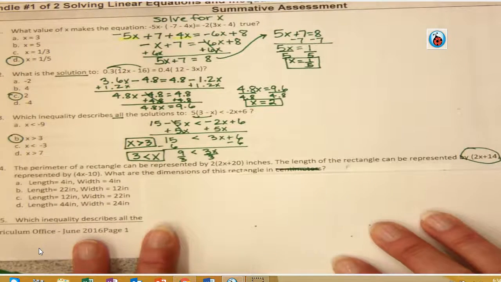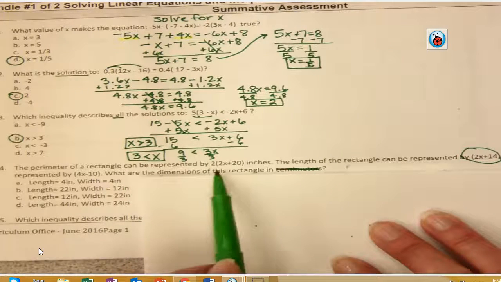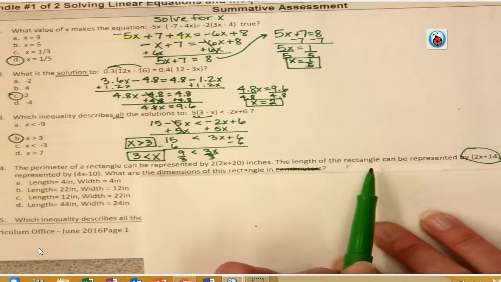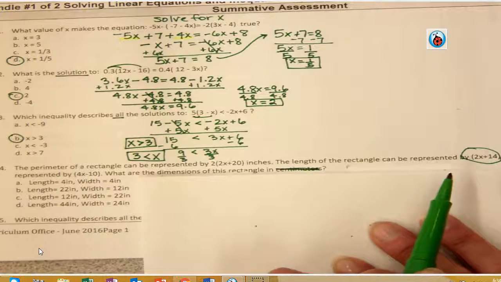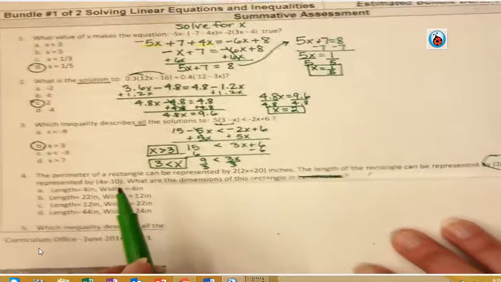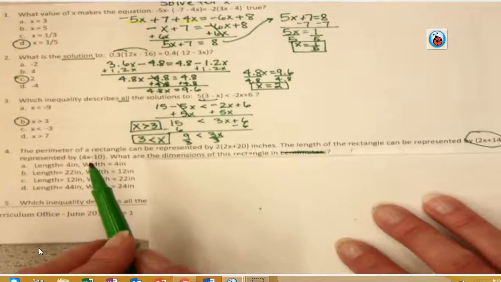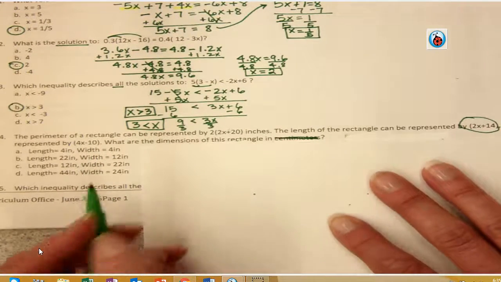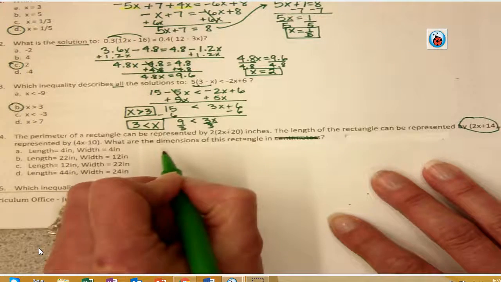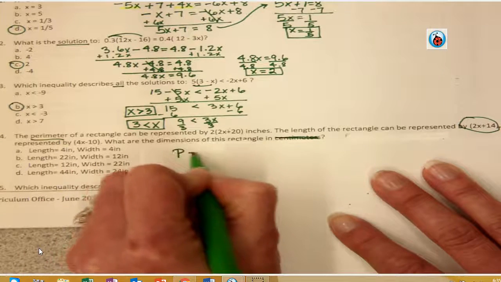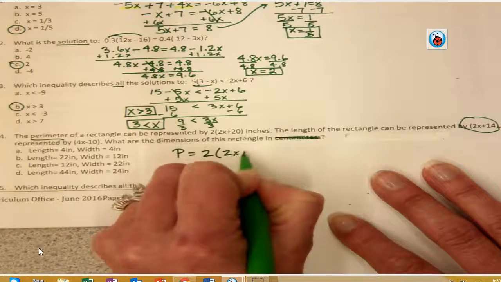Okay, so number 4. The perimeter of a rectangle can be represented by 2 times 2x plus 20 inches. The length of the rectangle can be represented by 2x plus 14, and the width can be represented by 4x minus 10. What are the dimensions of this rectangle? It says in centimeters, but it asks in inches, so I just crossed that out. So to start off, we know that the perimeter is 2 times 2x plus 20.